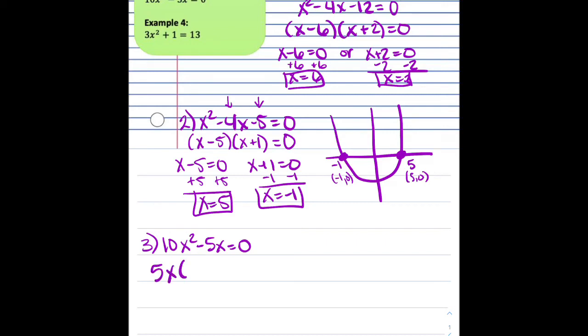Well, in this problem, I can take a 5x out of both terms, and that's going to leave me with 2x minus 1. Because 10x squared divided by 5x is 10 divided by 5, which is 2. X squared divided by x is x. Negative 5x divided by 5x, well, 5x divided by 5x is just 1. Anything divided by itself is 1, so that leaves me with negative 1.